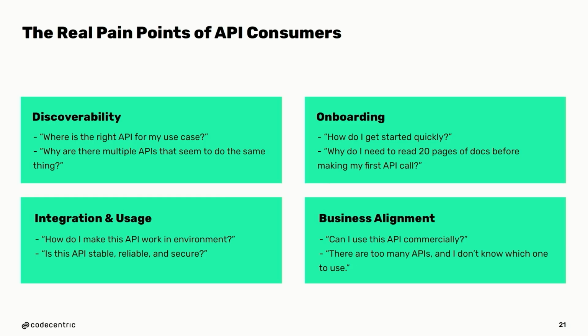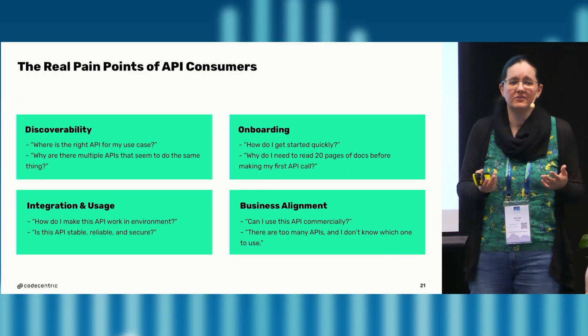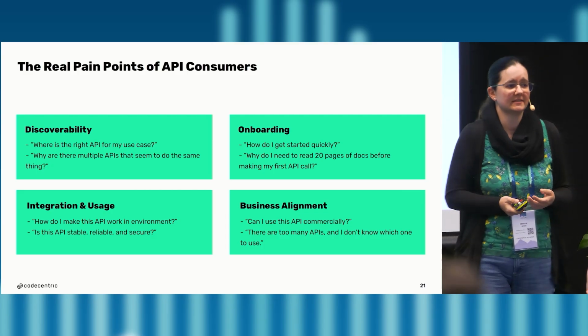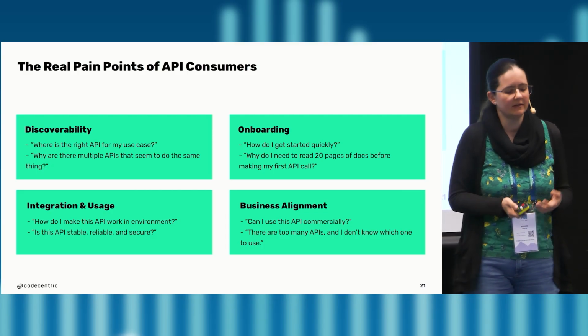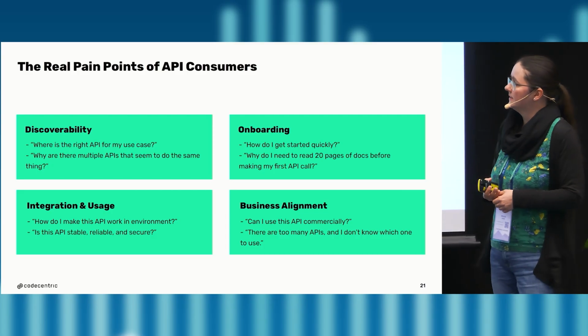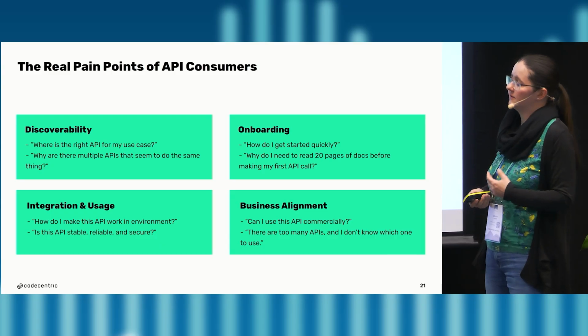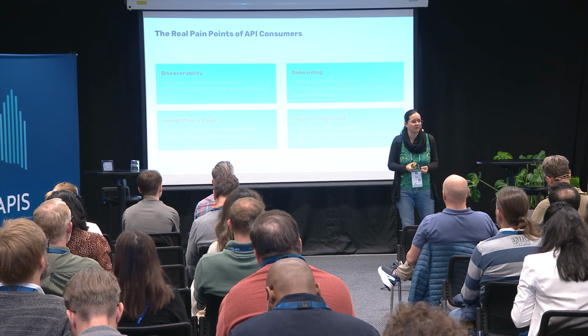And the last one is the business alignment. Like, can I use this API commercially? Am I allowed to use it? Or there are too many APIs, and I don't really know which one fits my business case best, right? So to really select what aligns with the business. So these are usually the things that consumers might have problems with.